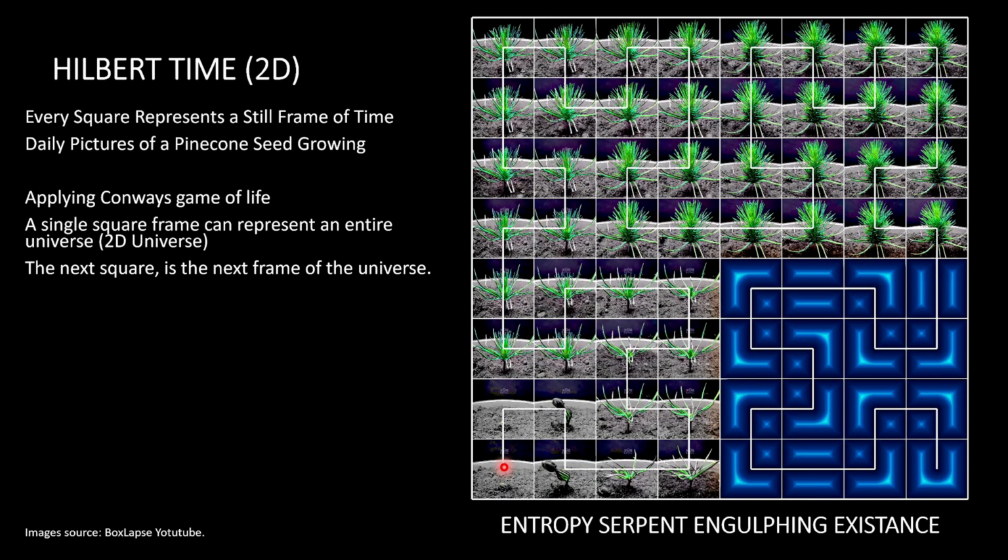Hilbert time in the second dimension. Every square in this grid represents a still frame of time. These are daily pictures of a pinecone seed growing. The white line here is an order 3 Hilbert curve that passes through each frame, like a movie reel. A single square frame can represent an entire second-dimensional universe, and the next frame over can represent the next frame of the entire universe. The images here are sourced from Box Labs on YouTube.